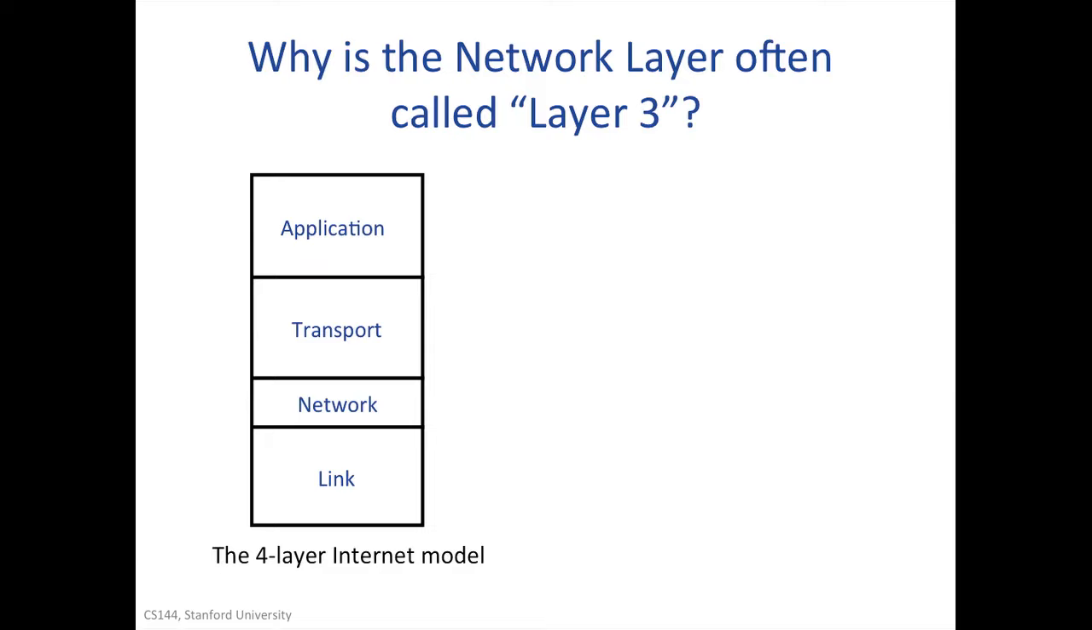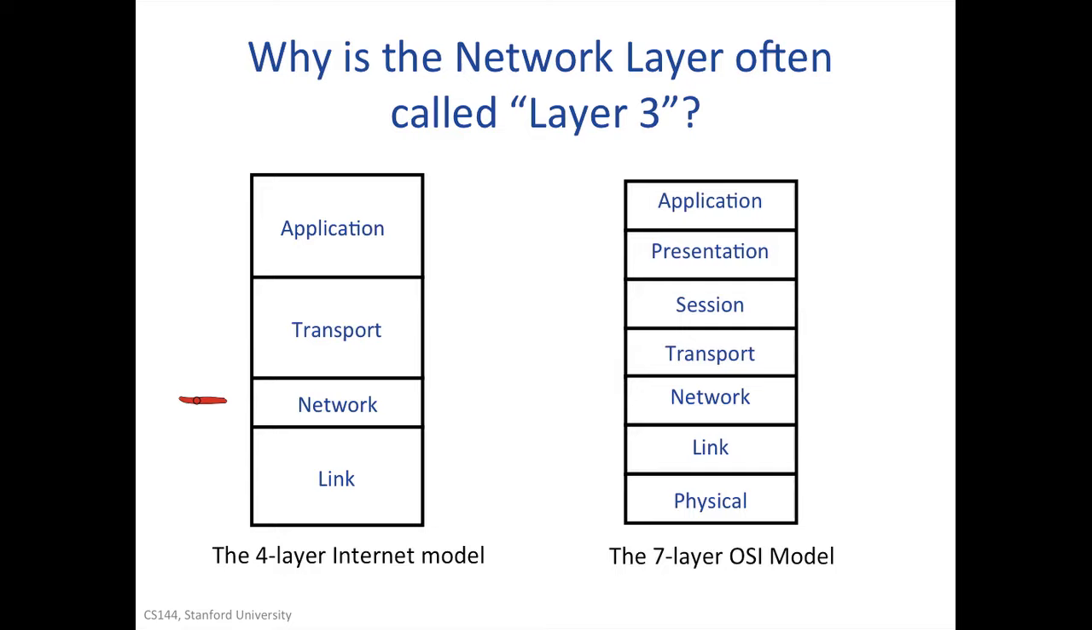Another question you might have is, why is the network layer often called layer 3? If you look at the 4-layer internet model on the right-hand side, the network layer is the second layer up from the bottom. So why is it called layer 3? Well, there used to be a different layer model that was very widely used called the 7-layer OSI model, and OSI stands for Open Systems Interconnect. It was created by a standards body in the 1980s, and you'll still find it very widely described in textbooks.